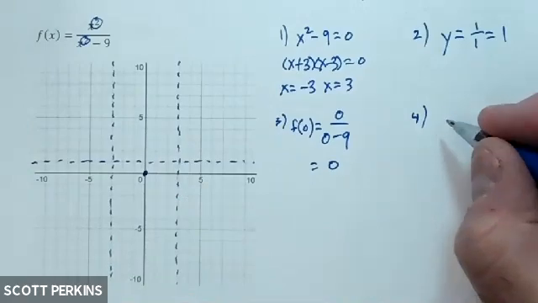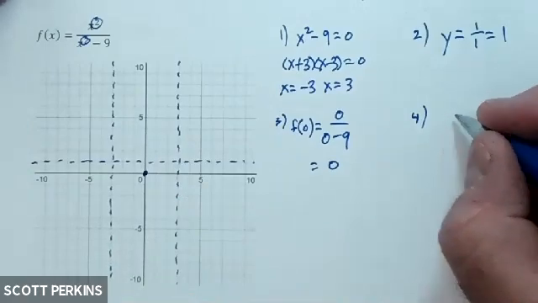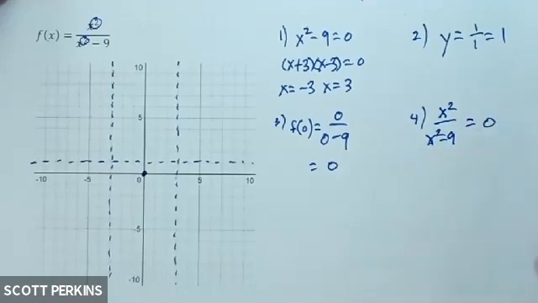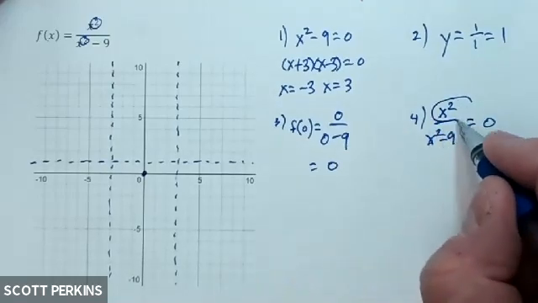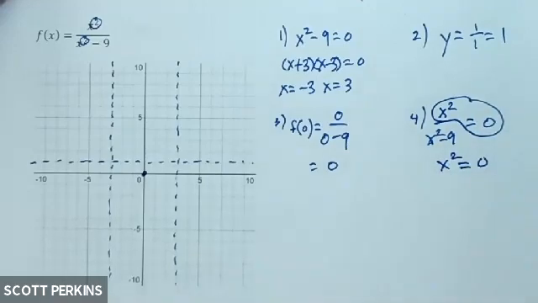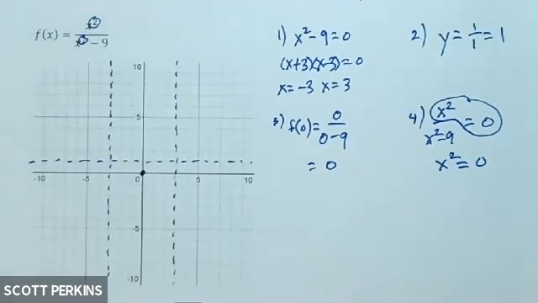Which you also saw when you go to find the x-intercept and you said, okay, x squared over x squared minus 9 equals 0. All that matters there is the numerator. And when is x squared equal to 0? Well, you can take the square root in your calculator. The square root of 0 is just 0. So it's the same point either way. Your x-intercept and your y-intercept are the same point.